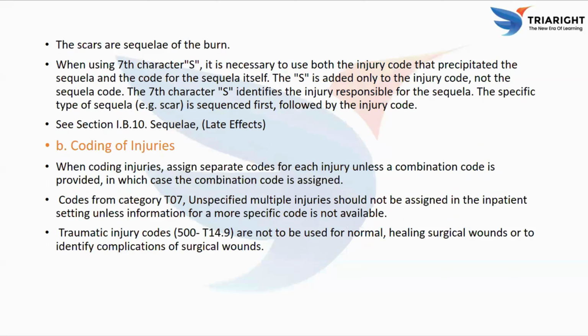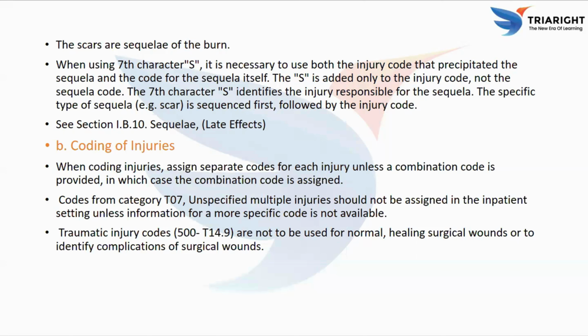So what is the sequencing rule for sequela? First you code the current condition, then the original injury with seventh character S. Why does this rule exist? Because the sequela code tells what the patient has now, and the injury code with S explains why it has happened. So this improves clinical clarity, data tracking, legal and reimbursement accuracy.